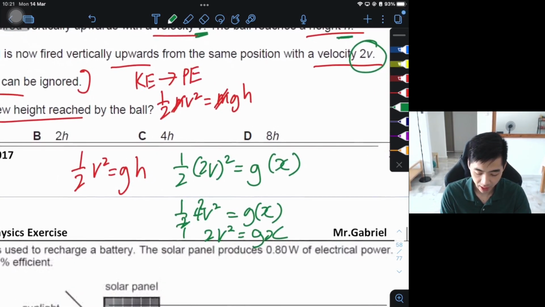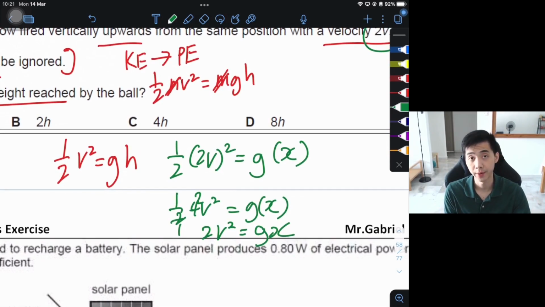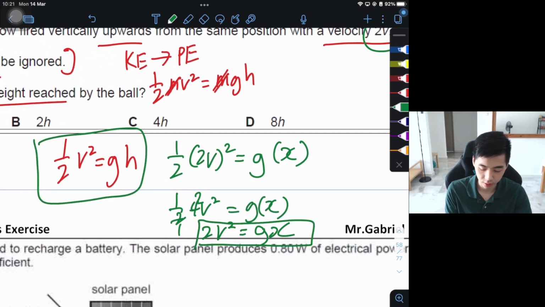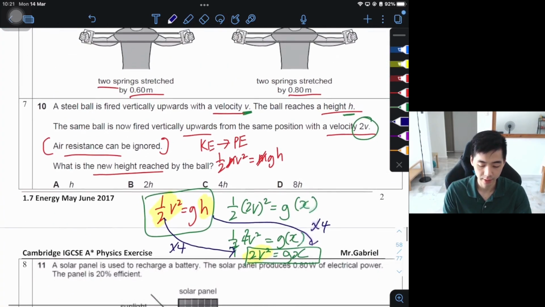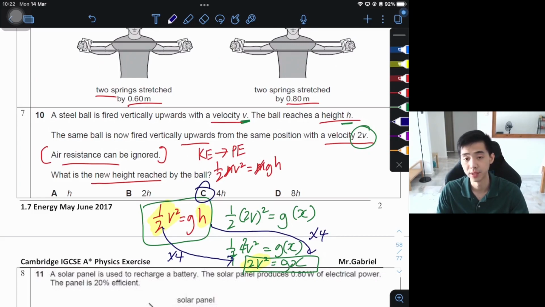Now, once I have this equation, let's compare this equation versus this equation. You can see that on the left hand side, initially it was just half v squared, and I was able to reach a total height of h. Now when I have 2v squared, coming from here to here, it is a multiple of 4. So looking at the h component, it should be a multiple of 4 as well, and that is why the answer here should be C.